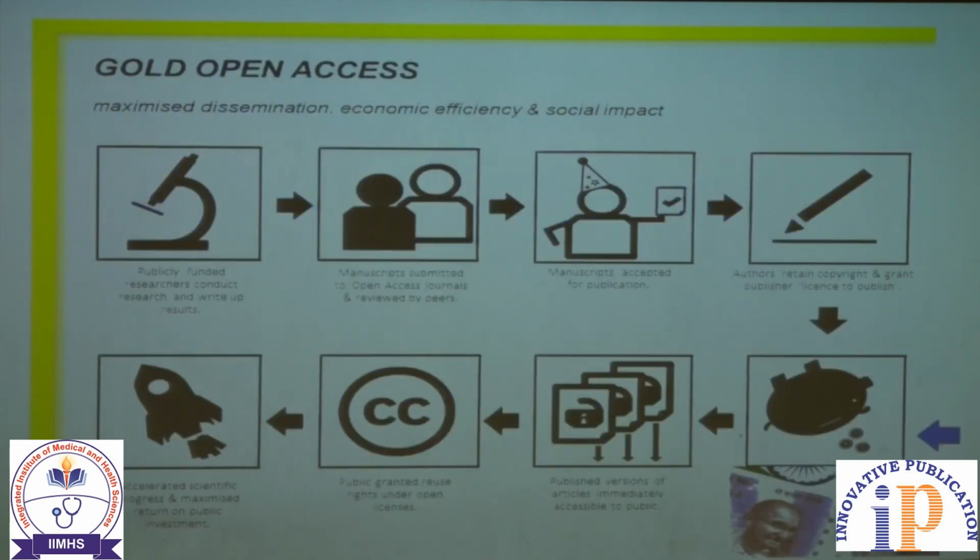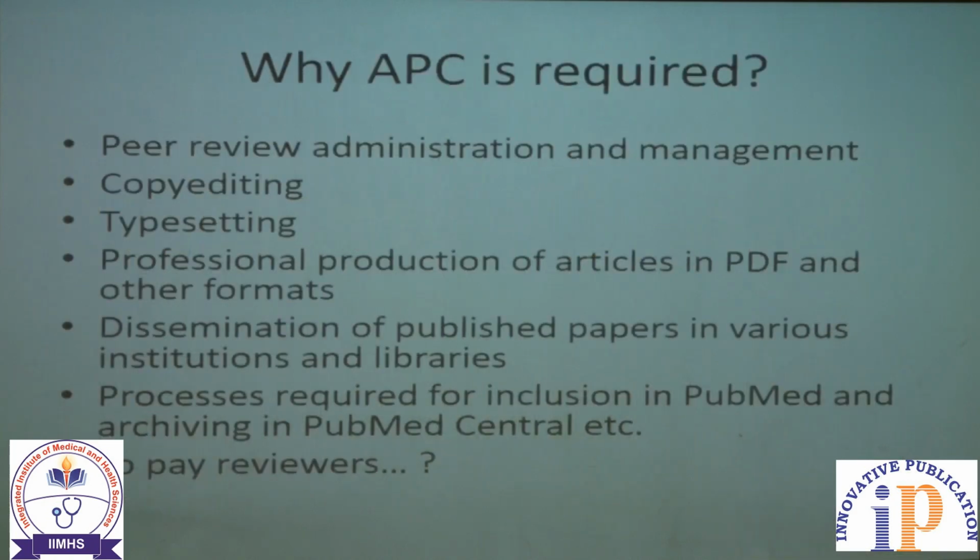So the golden open access goes through various cycles, various processes, and at one point of time the APC is required, and then the article is open immediately for the readers all over the world. So why is the APC required? APC is required basically for peer review administration and management, copy editing, typesetting, then professional production of the different formats like PDF formats or other formats, and then for the dissemination of the published paper in various institutions in the library.